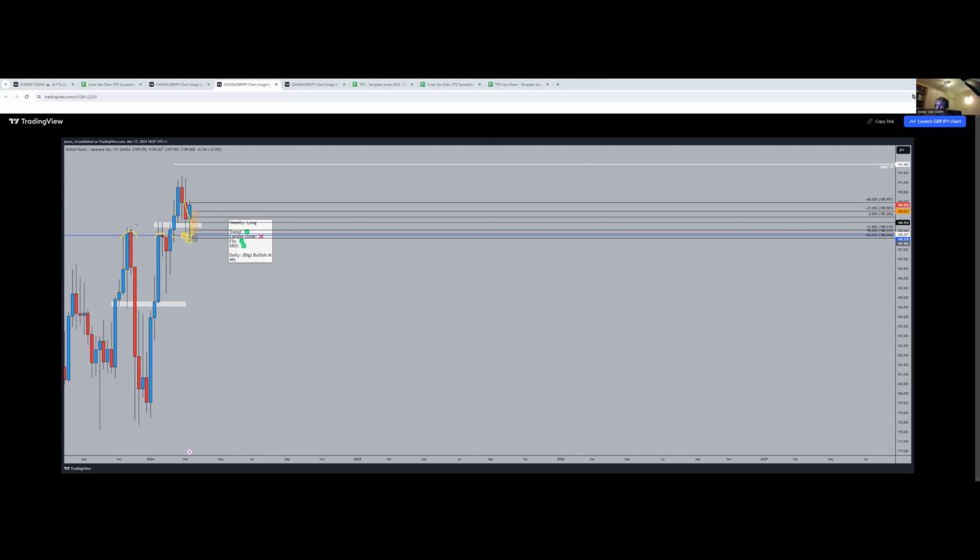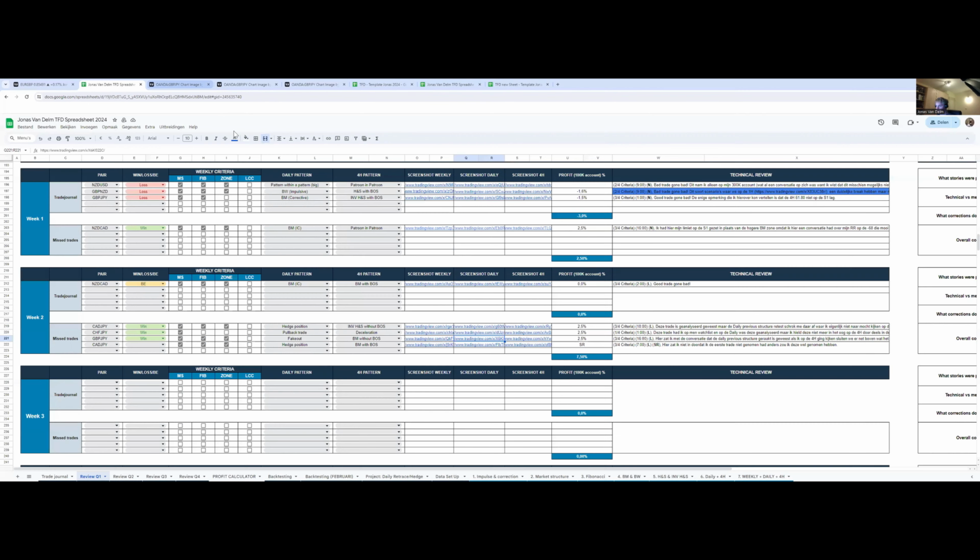This was also clear resistance here, so it's a clear supply and demand. And the only thing that was against us was this candle close. So we had the fib, the trend, and the supply and demand zone for us. So 3 out of 4, a high potential trade to take that long. So this was the trade.